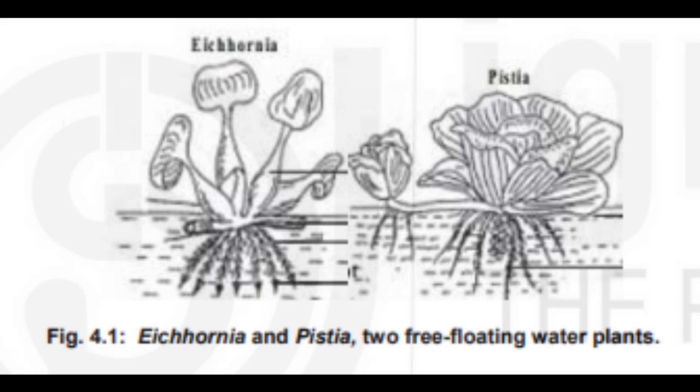On the basis of attachment of the plants to the soil, Luther, 1949, classified hydrophytes into different types. Haptophytes, i.e., plants which are attached to the substrate. Example: algae, lichens, bryophytes, and angiosperms.